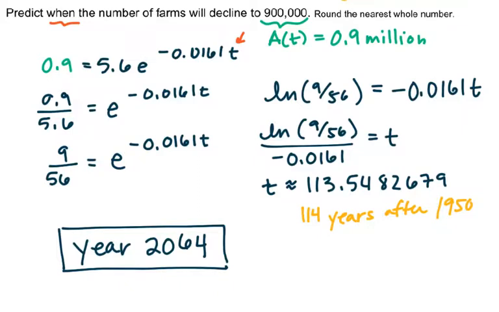And so you see here we have developed an exponential model. We've found the decay rate to plug into that exponential model. We've used the model to solve for an amount at time t, and then also to solve for the time that an amount will become a specific value, in this case 900,000.